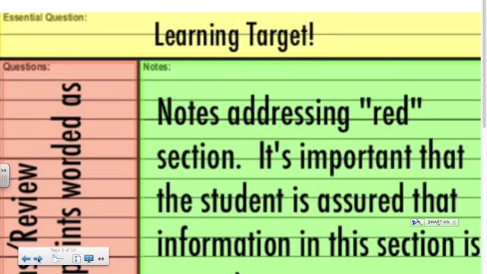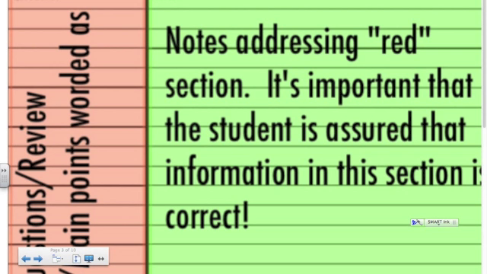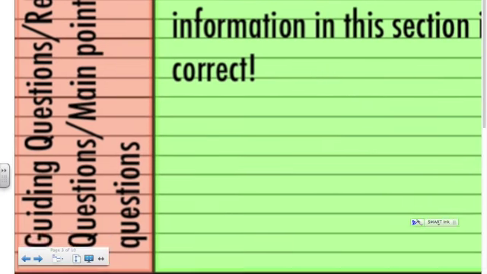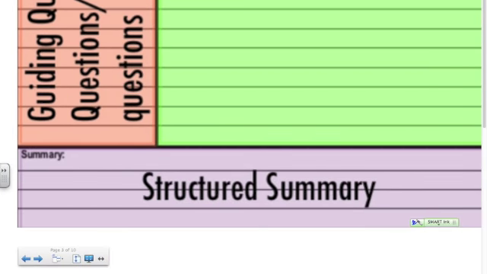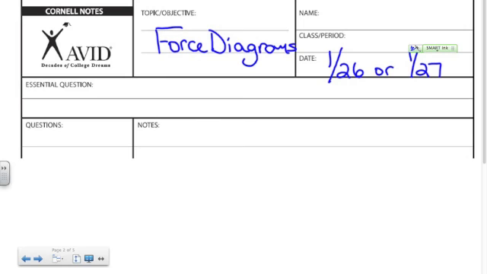Now, when you finish with your Cornell Notes today, these color codes kind of let you know what it will look like. You'll have your learning target across the top, and then in the green section is what you're going to be filling in. These are all the notes that you're going to be taking. In the red section, those are going to be review questions, review points, or perhaps even test questions that you think I might ask. And at the very bottom, the purple section is the summary.